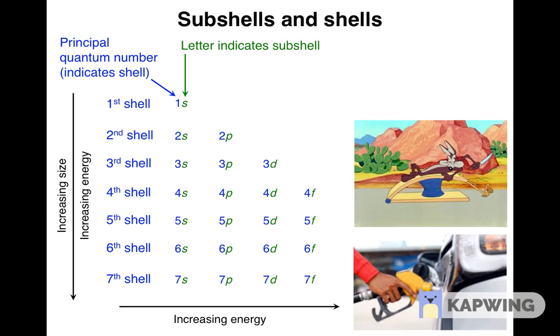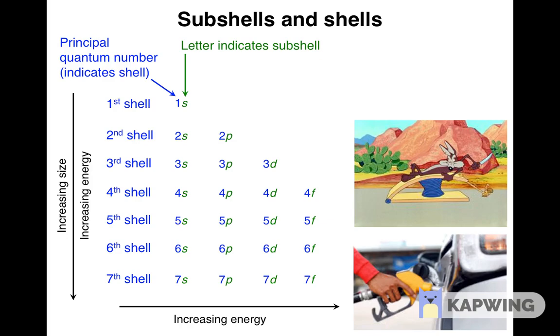But what about the energies of electrons in different subshells of different shells? For instance, the electrons in 4s have more energy than electrons in 3s, and electrons in 3d also have more energy than electrons in 3s. So do electrons in 4s or in 3d have more energy? You can find out in the following way.